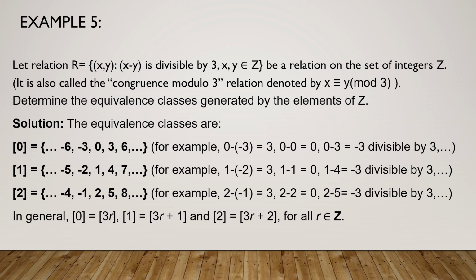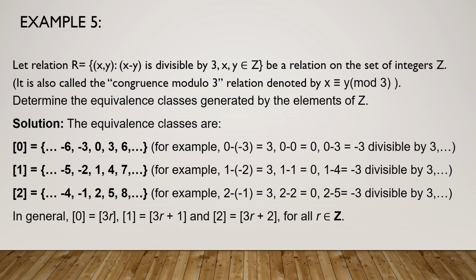One more thing, just note in this that all the 3 equivalence classes are disjoint. That means if an element is there in the equivalence class generated by 0, it will not be there in 1 and 2. So these are disjoint. And the next thing you can notice, if you take the union of all these 3, it will give you the whole set of integers.